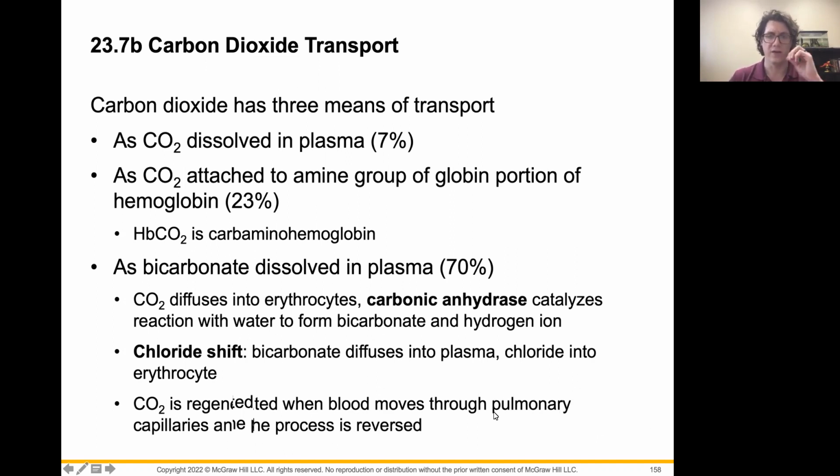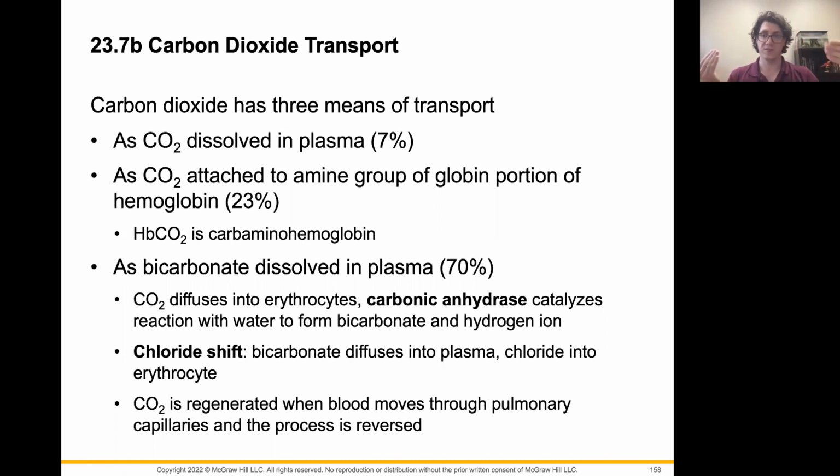Now, in order to help the bicarbonate get out of the cells, we see what we call a chloride shift. This basically means we have two cars passing each other going different directions on the highway. Chloride comes into the cell, and as chloride comes in, the bicarbonate leaves. Chloride comes in, bicarbonate leaves.